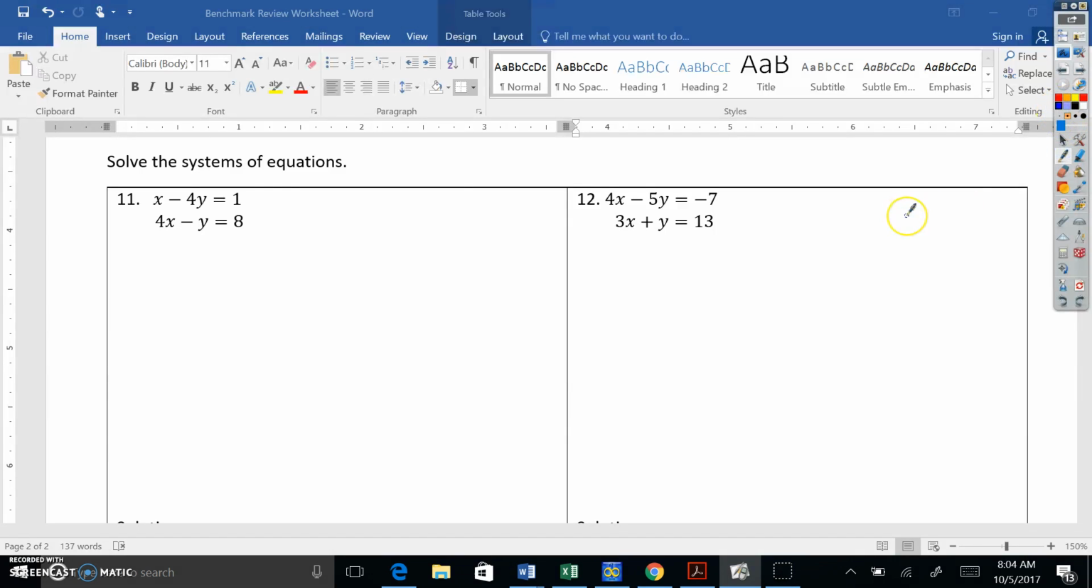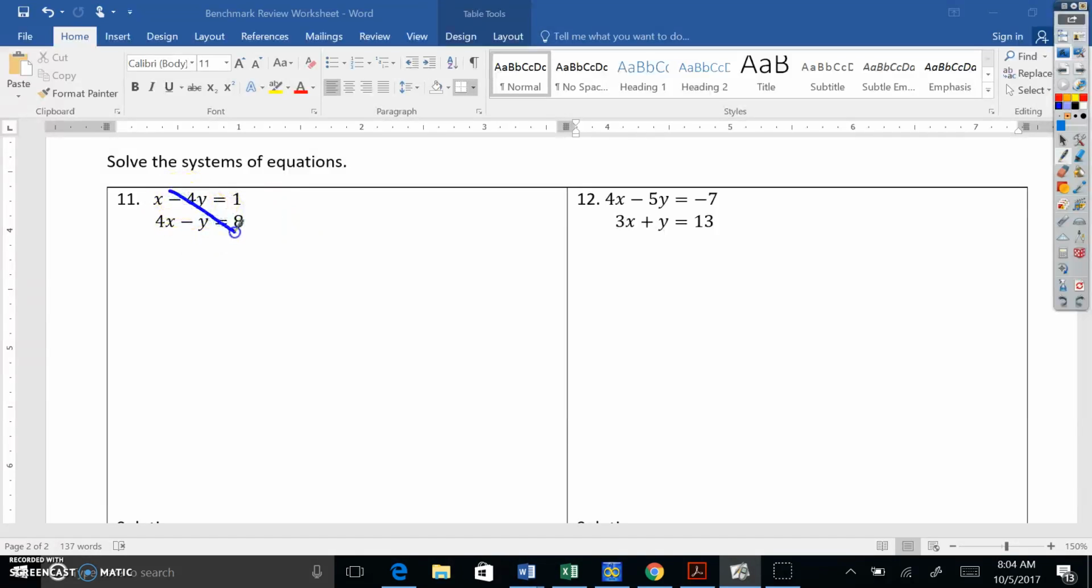Okay, hello guys. The purpose of this video is going to be to go over reviewing solving systems of equations. Yesterday we reviewed literal equations and we reviewed inequalities. So today we want to review systems in preparation for our benchmark. This is the back of your worksheet, number 11.